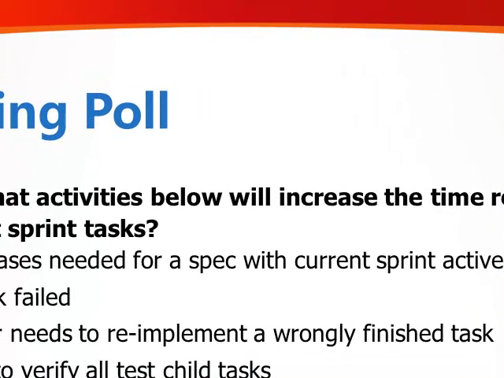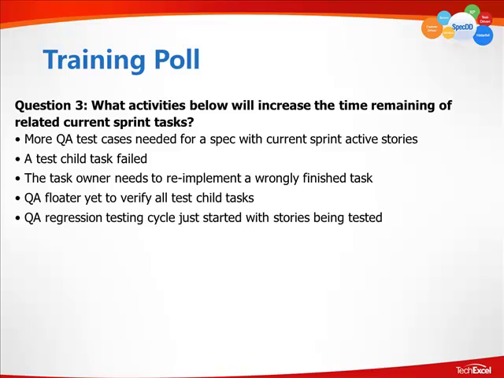Number 3, a task owner needs to re-implement a wrongly finished task. Number 4, QA floater has yet to verify all test child tasks. And your 5th choice, QA regression testing cycle just started with stories being tested. Give you a chance to quickly consider those options. And let's go through them one by one.